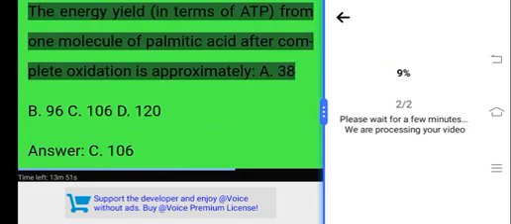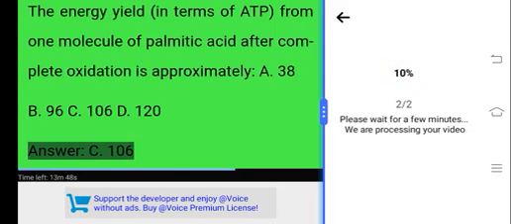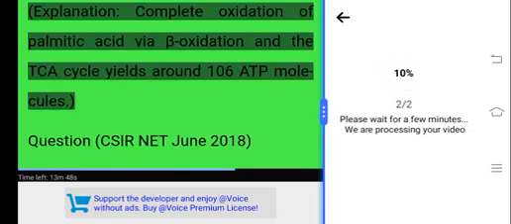Question. CSIR NET December 2016. The energy yield in terms of ATP from one molecule of palmitic acid after complete oxidation is approximately: A. 38, B. 96, C. 100, D. 120. Answer: C. 106. Explanation: Complete oxidation of palmitic acid via beta oxidation and the TCA cycle yields around 106 ATP molecules.